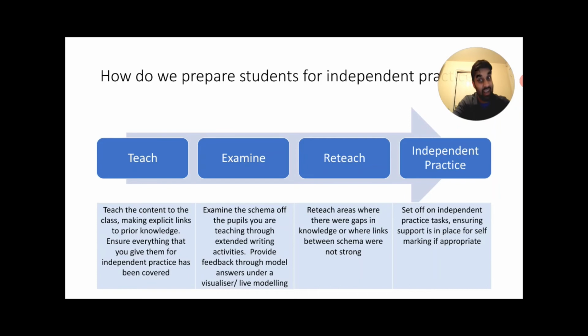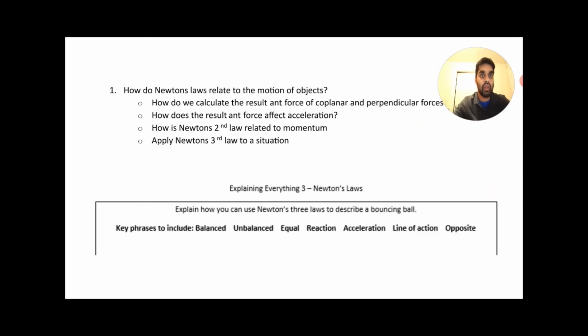It's only then that I set them off on some independent practice tasks. And again, I'll make sure that where it's appropriate, which 9 times out of 10 is always, I'll give them self-marking, unless there's obviously something that I'm going to take in and mark and give them specific feedback on. But yeah, that's where the independent practice comes into it, at the end of that entire process, like I was saying before. So here's almost how I'd structure up to that point.